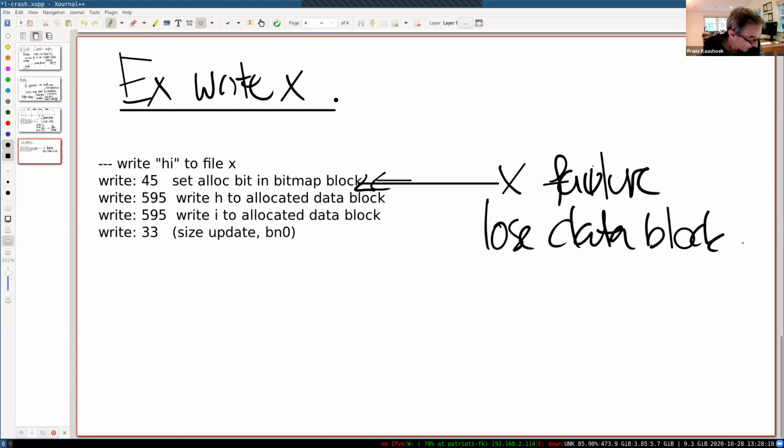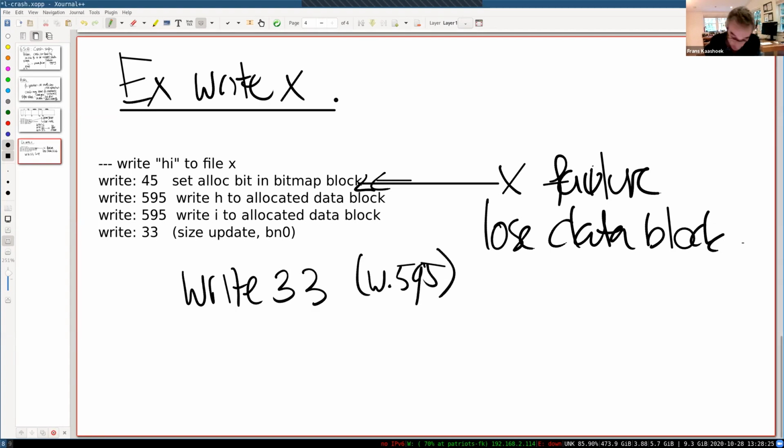So you might think, okay, well, just because we wrote them in the wrong order, what we should have done is actually first write it in the inode. So first write 33 with 595 as either an indirect block or a direct block, and then we will mark the block as allocated. So then we'll write 45. Right, so we change the order because we want to avoid these lost data blocks, and we change the order in this way.